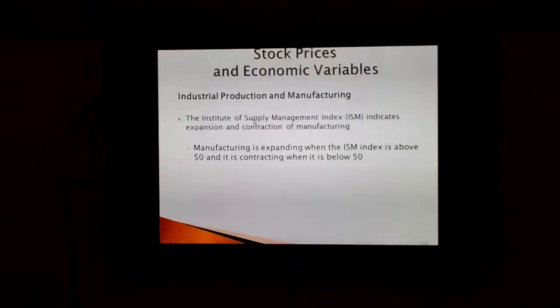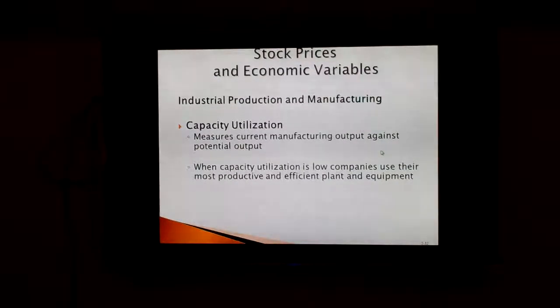Industrial production and manufacturing. The ISM indicates expansion and contraction of manufacturing. Manufacturing is expanding when the ISM index is above 50. Capacity utilization is a really interesting ratio. It measures current manufacturing output against potential output. So if we could produce 100,000 cars a year and we're only producing 60,000 cars a year, that means we're only at 60% capacity, which isn't terrible, but it's not good.